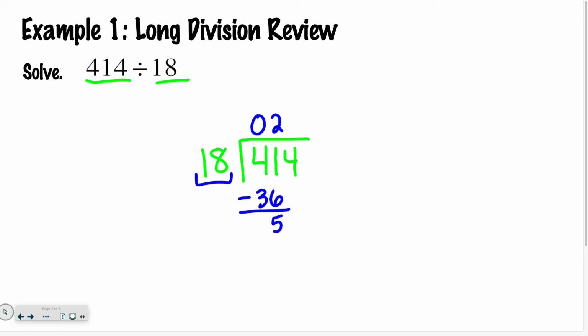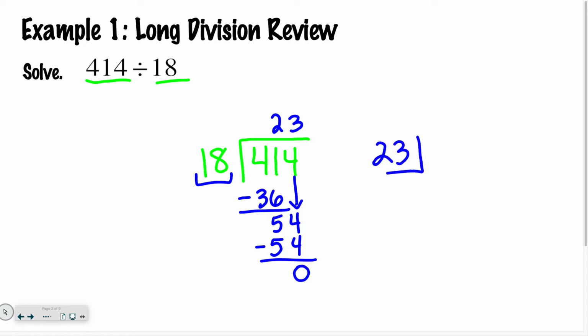Now you can see I still have that 4 up top, so I bring it down. Now I have 54. And luckily I had just checked and know that 18 times 3 is 54. So then I write 54. And 54 minus 54 is 0, so there isn't a remainder. So my answer would just be 23, because we never have to write a number with a 0 in front of it unless there's a decimal. So our answer is just 23.